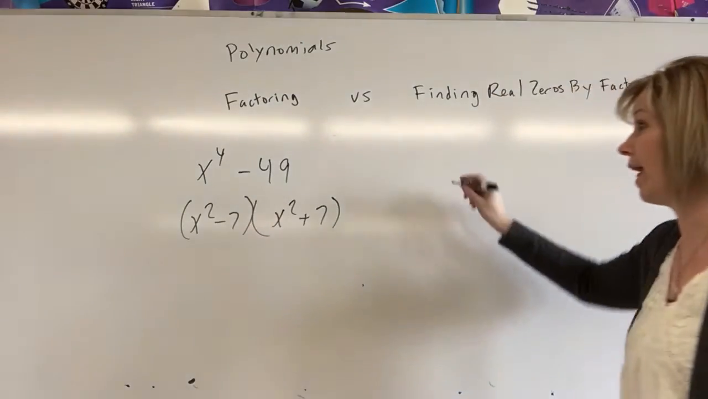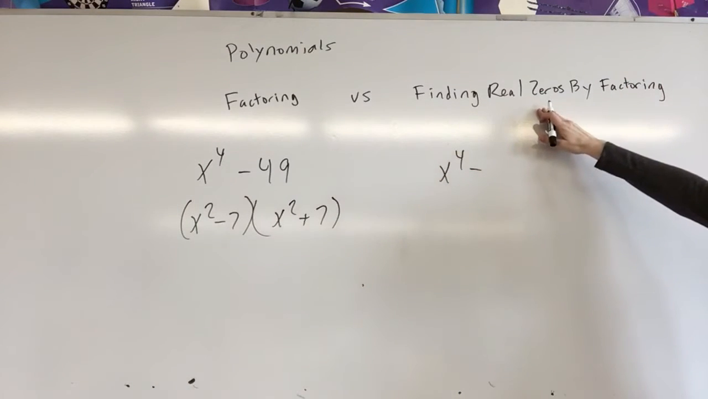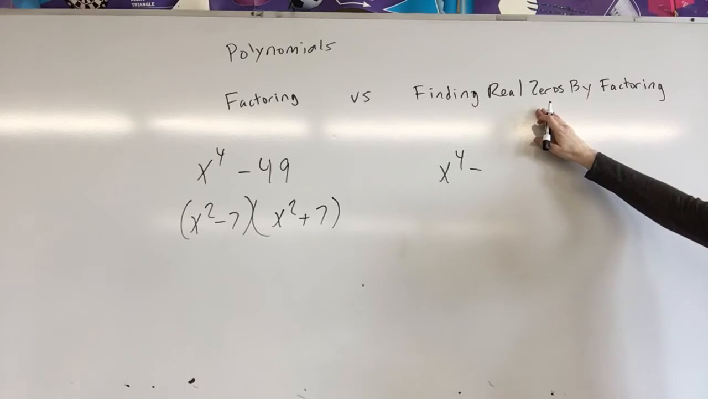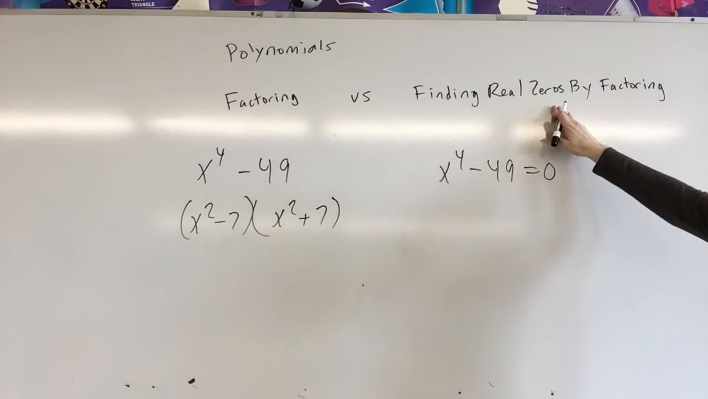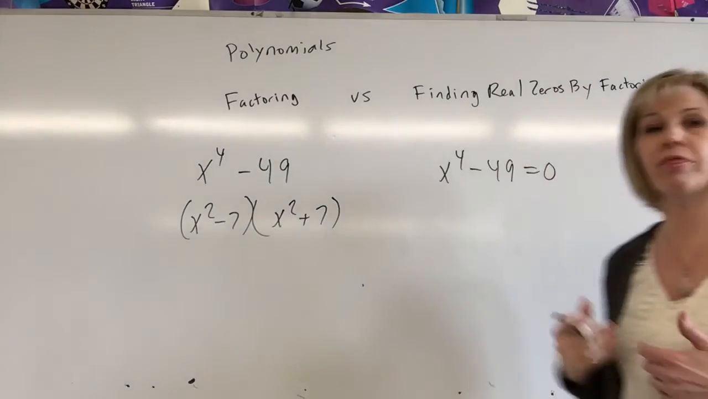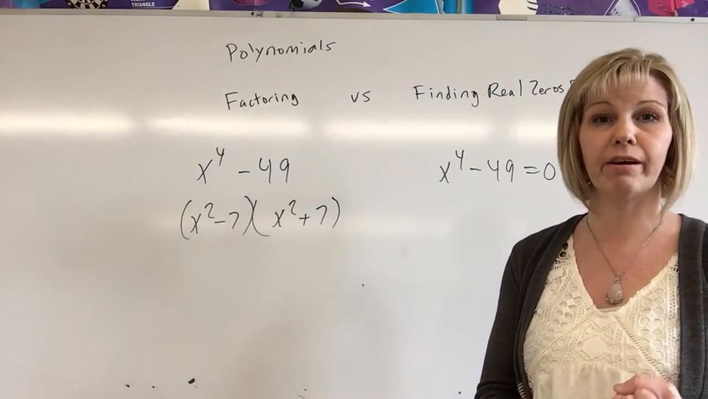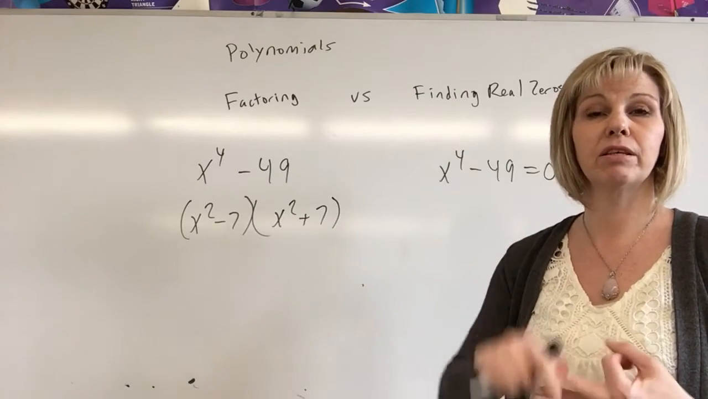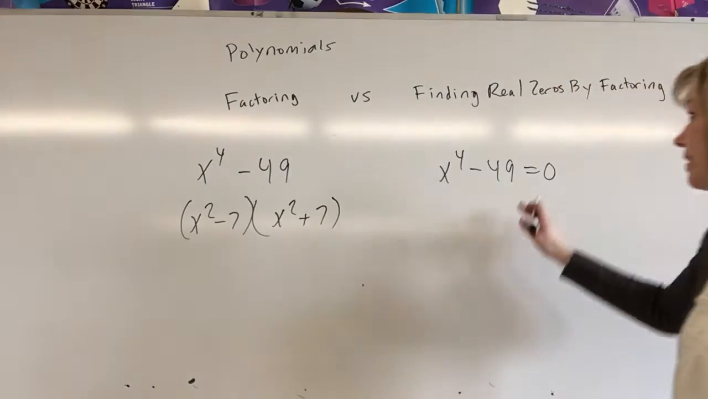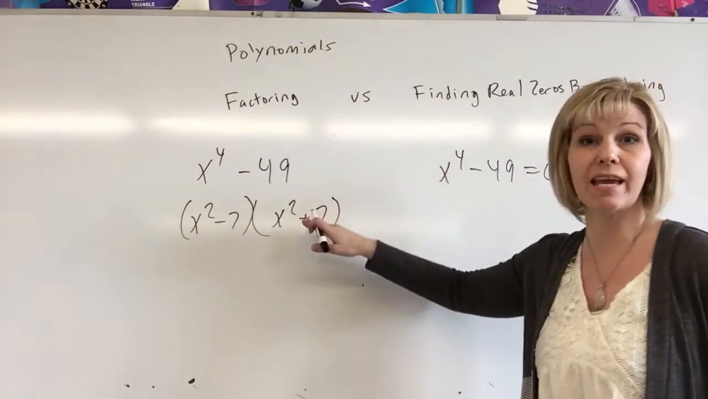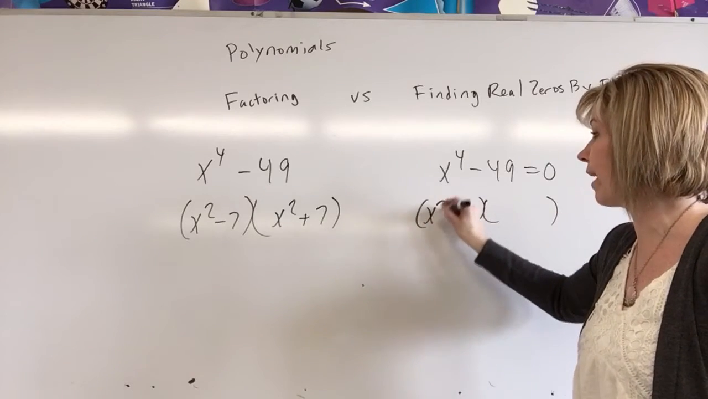So if then on this side I asked you to find the real zeros by factoring, what I would see is my directions. I want the zeros. So think about from when we did our quadratic unit. What's another name for zeros? It's the x-intercepts. So the solutions. What makes the factor equal to 0? So I take my problem, I approach it the same way. I set up my factors. I already know what my two factors are.